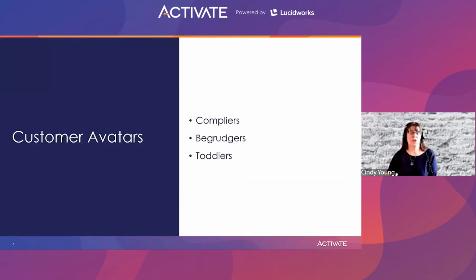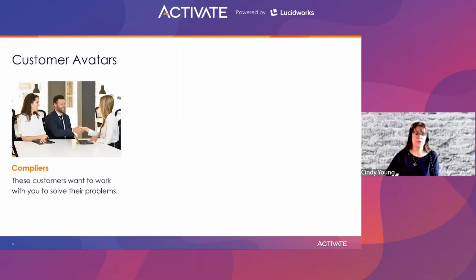So the customer avatars, we have 3 different types of customer avatars here: compliers, begrudgers, and toddlers. And yes, I'm talking toddlers as in people who act like they're 2 or 3 years old and act like the whole world's coming to an end because they're not getting what they wanted. So we're going to start with compliers.